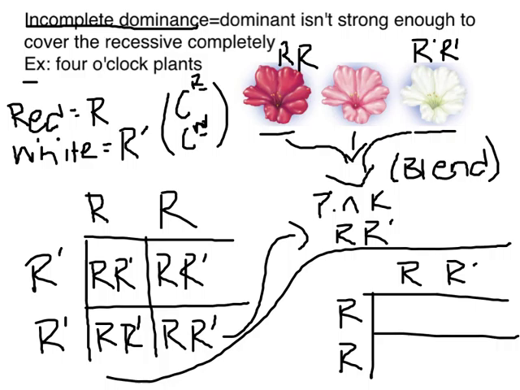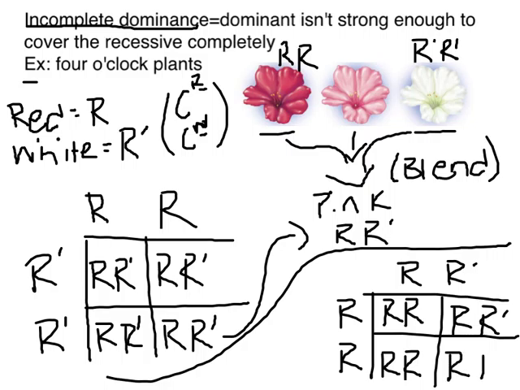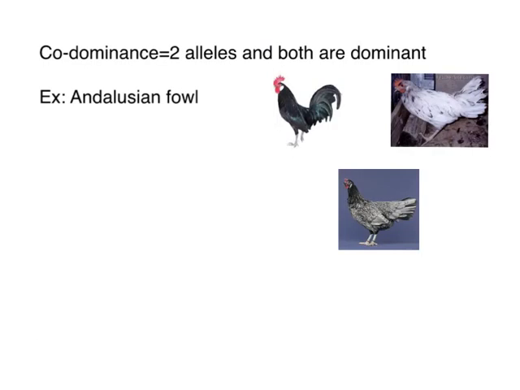You could even do this with a pink and a white. It doesn't matter. But you can do any kind of combination with these that you want. Okay? So here's two red offspring, here's a red offspring, here's a red offspring. And then two of the offspring will be R prime. Those two offspring are pink. Alright, so that's incomplete.